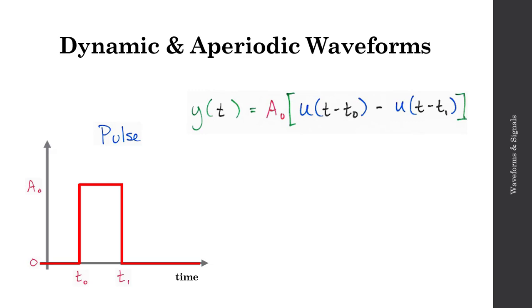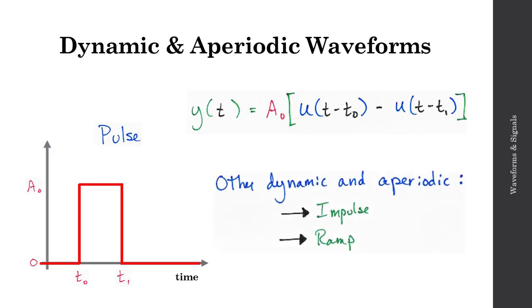And there's a host of other dynamic and aperiodic waveforms. You'll often encounter the impulse and the ramp waveforms in your mechatronic systems as well. The impulse being where all of my energy is applied in an infinitesimally small amount of time, and a ramp function is something like if I'm using a motor to track the sun, let's say, right? I'll be following an input and that'll be ramping up with respect to time.